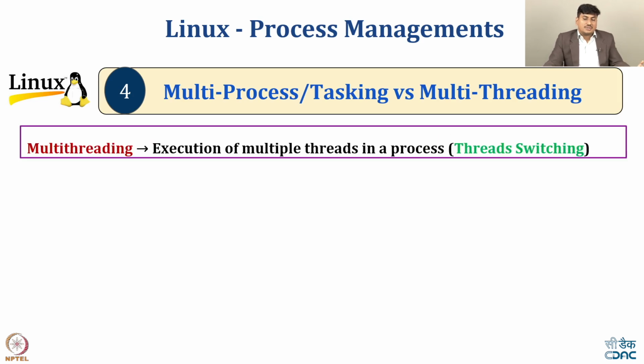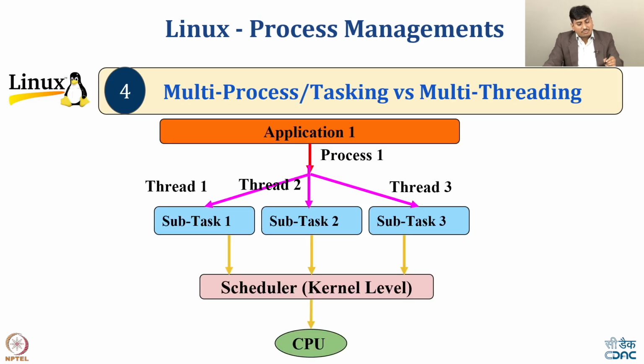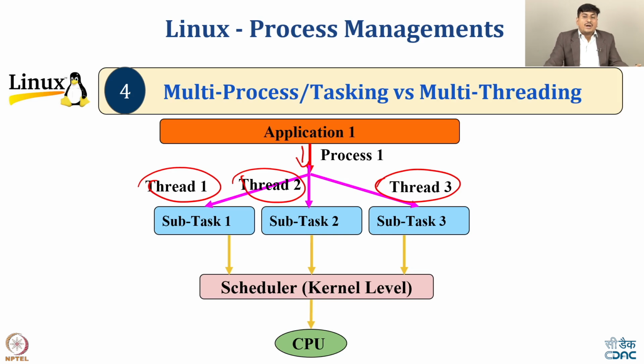Another is multi-threading. There is one single process, but within that process there are multiple threads. The thread is part of the process, a lightweight entity of the process. In multi-threading, there is only a single process, and within it multiple threads are spawned, and every thread performs its respective operations. This subtask will be completed by one thread, and from the kernel perspective, it provides the feasibility to handle such scenarios with respect to multi-threading as well.